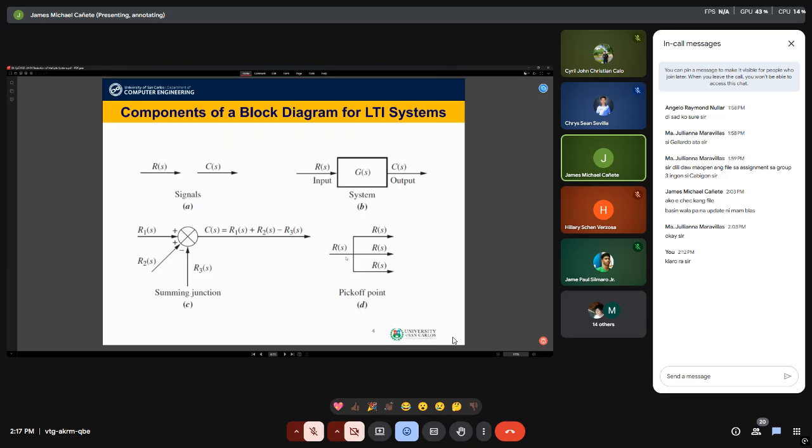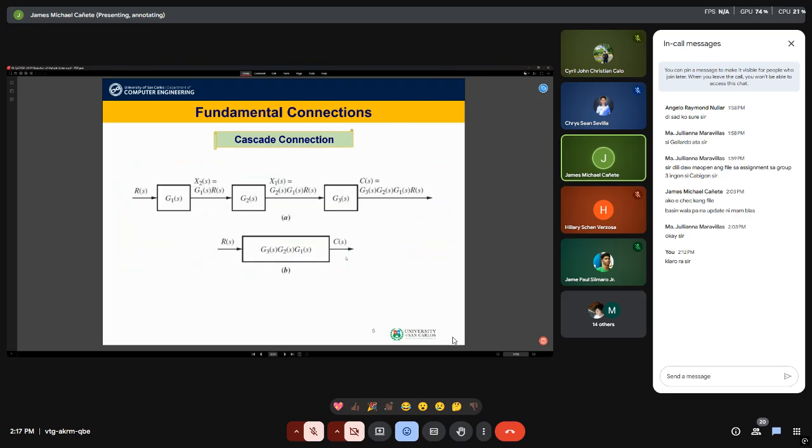So that's the first topic. Easy, right? Second, we're now talking about the fundamental connections. Fundamental meaning the basic. Other connections or diagrams of subsystems are just a combination of these connections. So the first type is the cascade or the series connection. So this is just as the name implies.